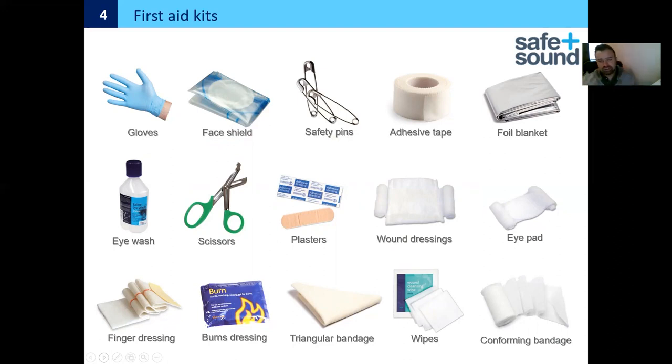Eye wash, great for obviously anything in your eye, grit. Scissors, because you may need to cut through to start CPR. Plasters, it's a given. Again, think about allergies, etc. Wound dressing, you want multiple sizes, so you need some small, medium, and large. Eye pads, remember, and we'll talk about eye injury later. Finger dressings, everyone loves a phalange incident, so if your phalanges are damaged, you're going to need one of those. Burns dressings, depending on what your policies are on these.